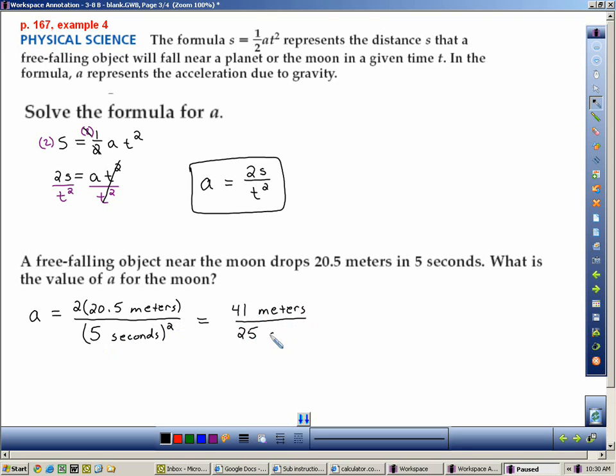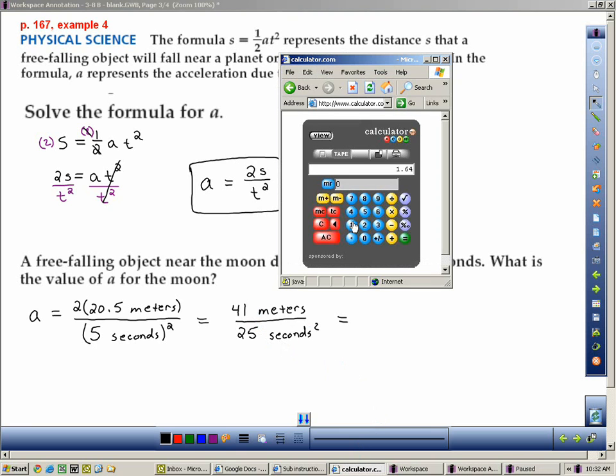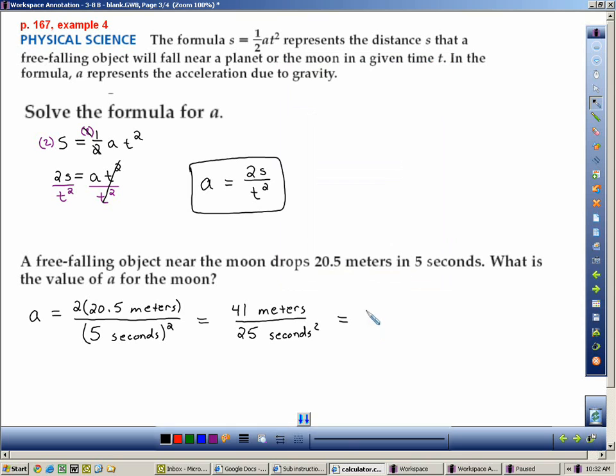And you also have to square the units. In this case, seconds squared. Continuing, I have to divide these. 41 divided by 25, 1.64. And now my units are going to be meters. I'll use an M for that. Per, I'll use a slash, per seconds squared. So those are my correct units for the number. So the value of A is 1.64 meters per second squared.